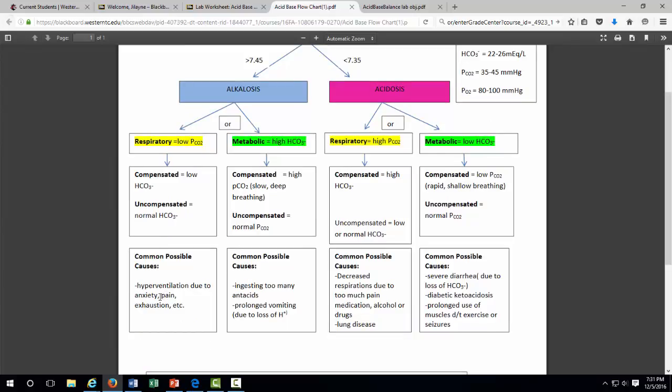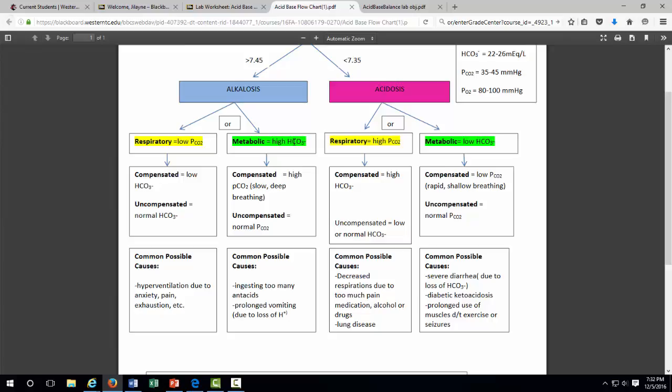If a person is hyperventilating because of anxiety, pain, exhaustion, whatever, mental illness, that's going to cause excess loss of what? Right, excess loss of CO2. So I don't have enough CO2, and remember CO2 makes acid, and if I don't have enough of that, I'm not going to make acid, so I'm going to have a higher pH. That would be respiratory based.